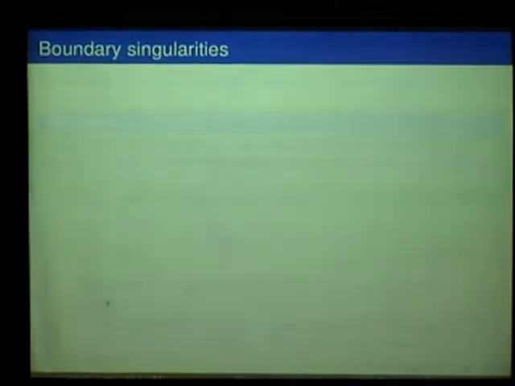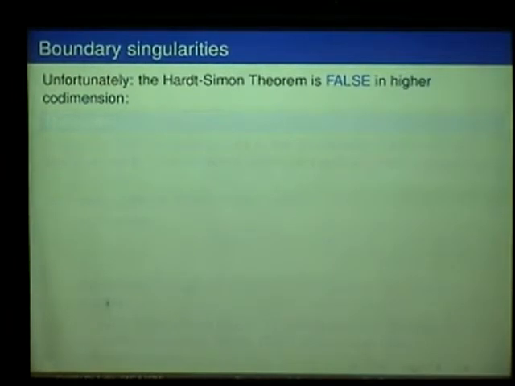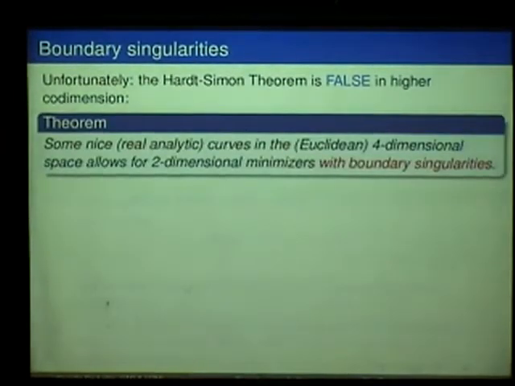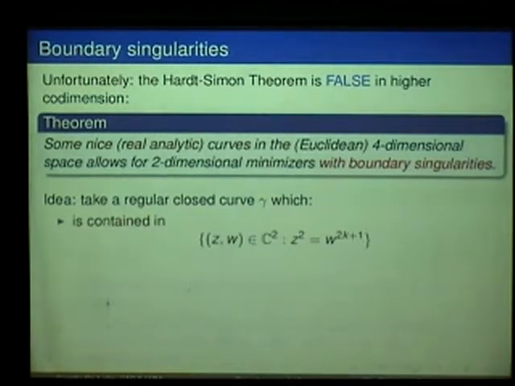Unfortunately, the Hardt-Simon theorem is actually false in higher codimension. So you have the existence of even real analytic curves in the Euclidean 4-dimensional space which allow for 2-dimensional minimizers with boundary singularities. One idea is to take a regular closed curve gamma which is contained in your algebraic surface, which has a branching singularity at 0, and which is passing through 0.